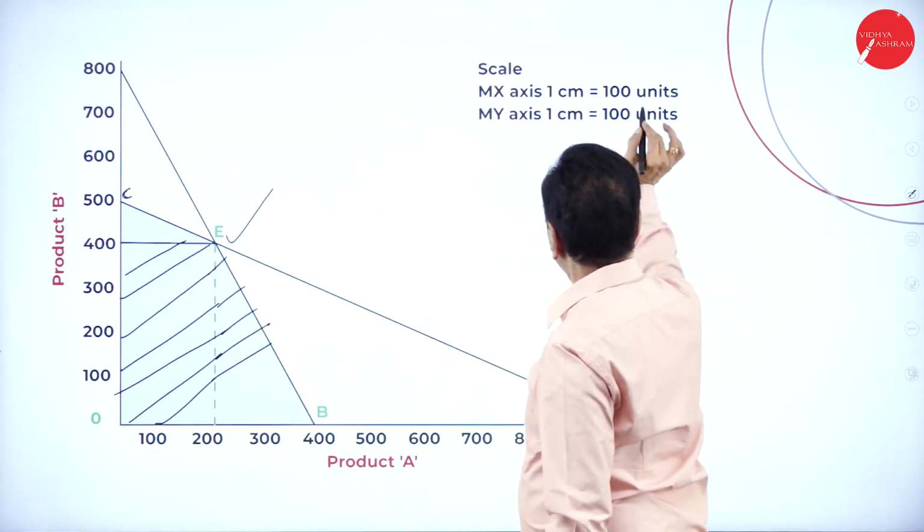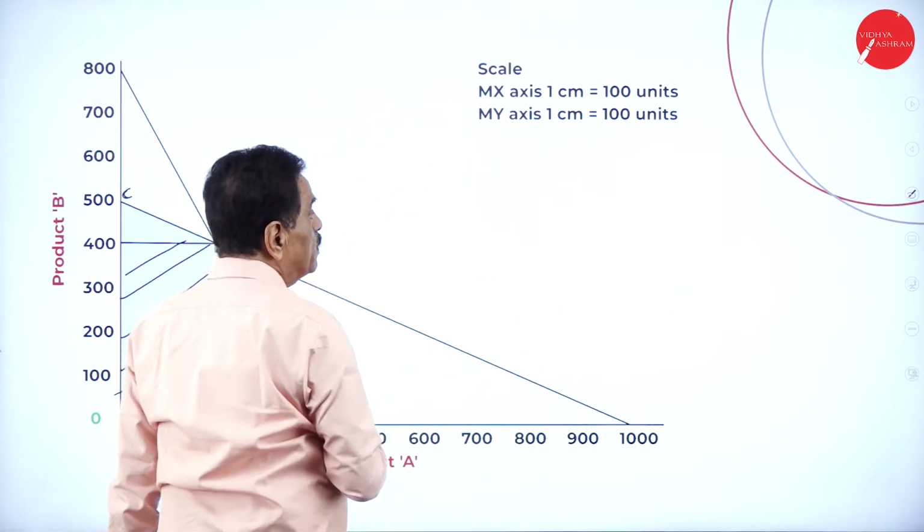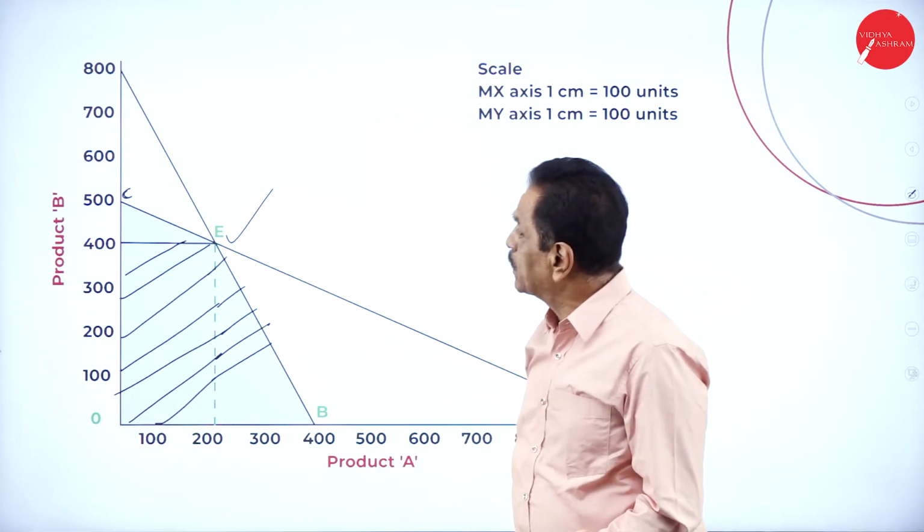So scale 1 centimeter is for 100 units. So y-axis, 1 centimeter is equal to 100 units. We'll move on to the next problem.